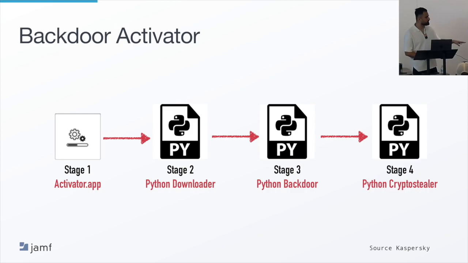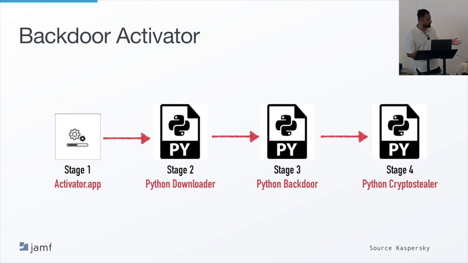So this is a multi-stage attack. Again, once the user detonates this activated app, it goes to download this Python downloader, and then a third-stage Python backdoor that grabs OS information, a list of directories inside the user's folder, a list of installed applications, the external IP, the CPU type, and so on and so forth.